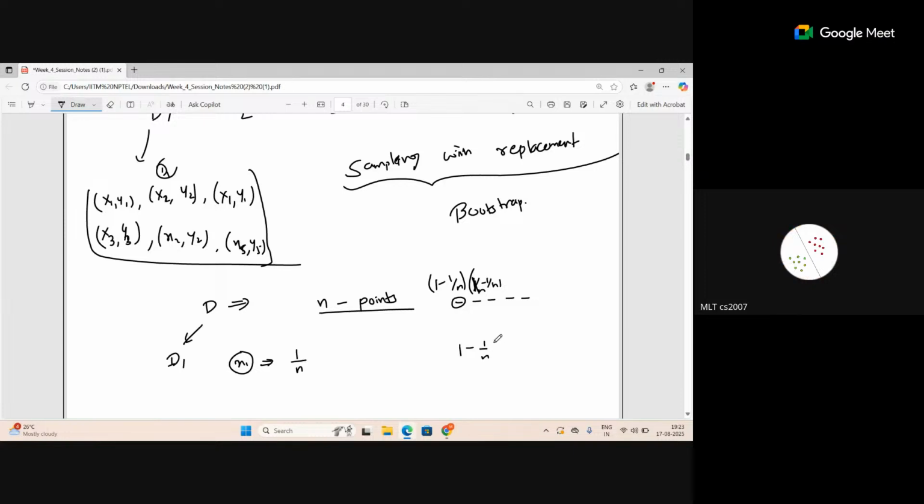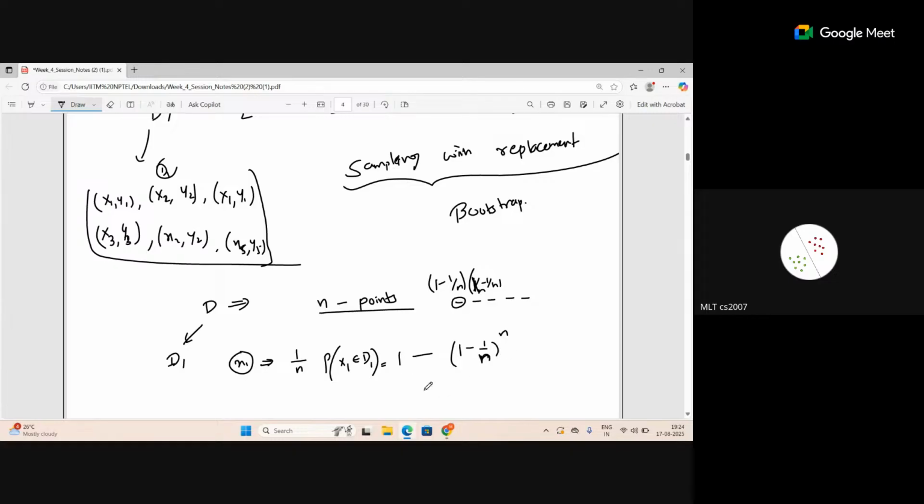So 1 minus 1 by n to the power n is the probability that it is not picked. So if I wanted to find the probability that this x1 point is in the d1, it is 1 minus that. That means x1 is there in the dataset d1. The probability that x1 is there in the dataset d1 is this one, right? So it's basically 1 minus (1 minus 1 by n) to the power n.